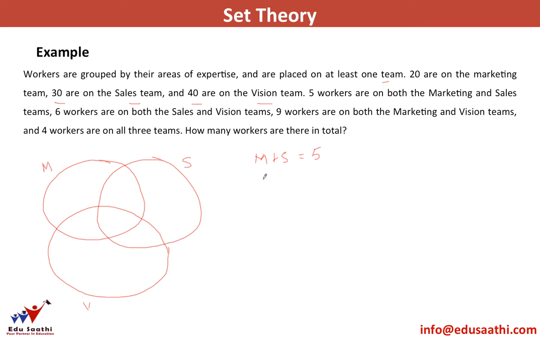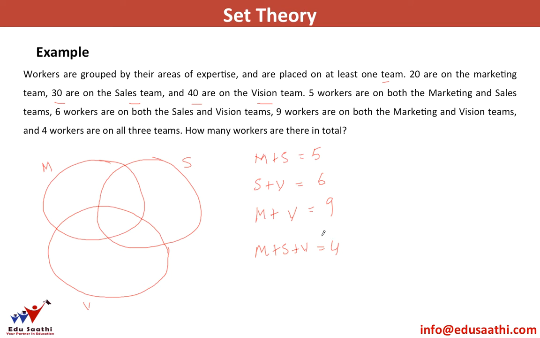6 workers are both on the sales and vision team. So S plus V is equal to 6. And 9 workers are both on the marketing and vision team. So marketing plus vision is equal to 9. 4 workers are on all the three teams. So I have M plus S plus V is equal to 4.